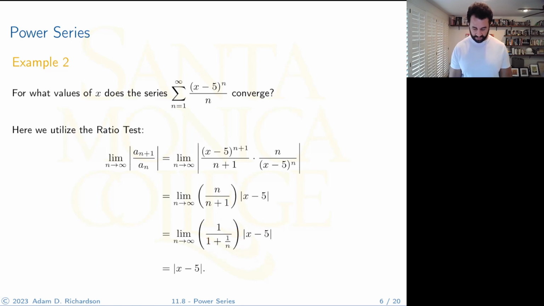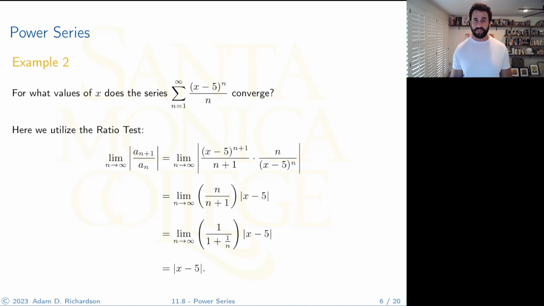Now when n goes to infinity, this goes to 0, so this goes to 1, and so the whole limit goes to absolute value x minus 5. Okay, let's pause for just a minute here. This is saying that the limit of this ratio is equal to this value right here.